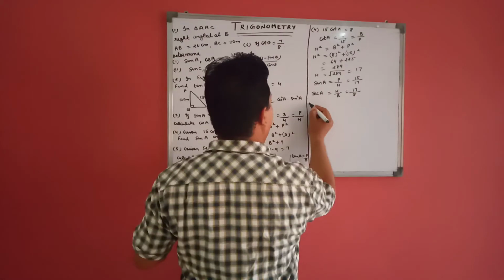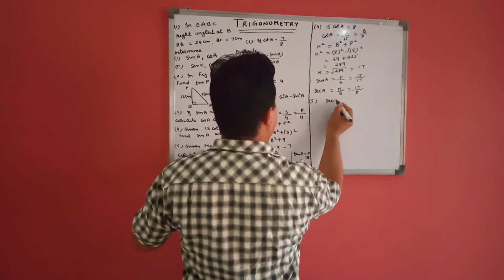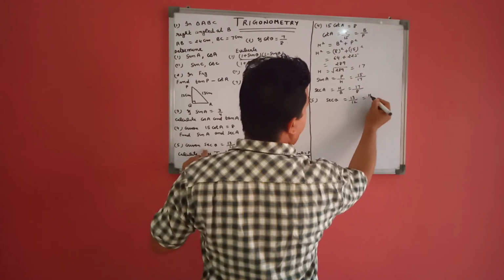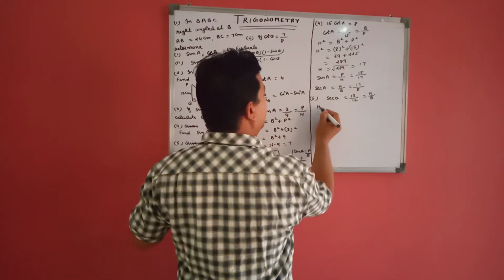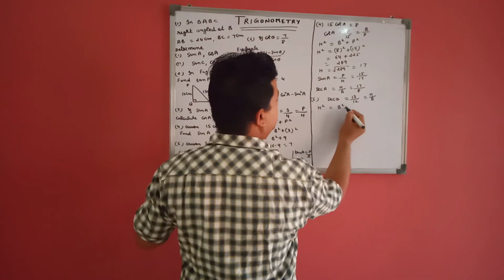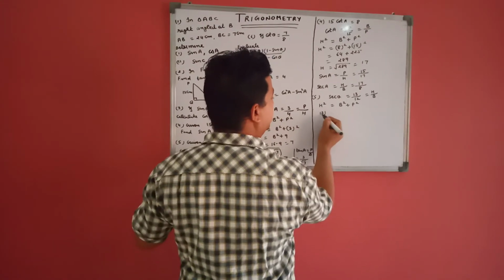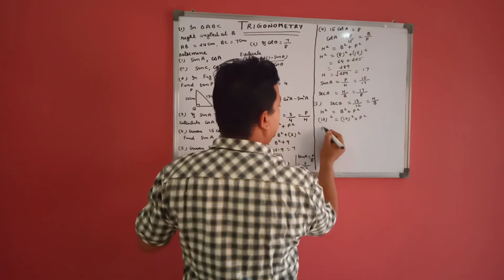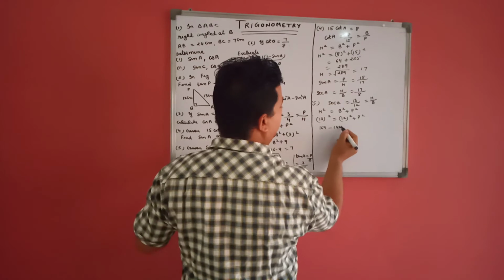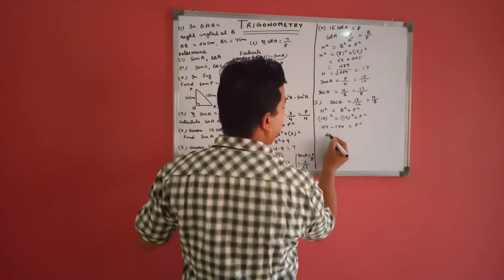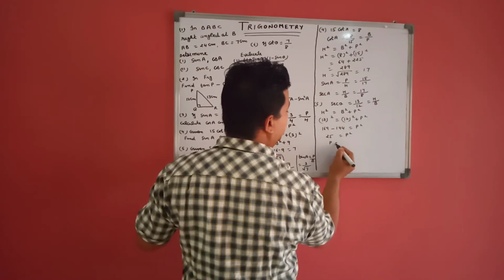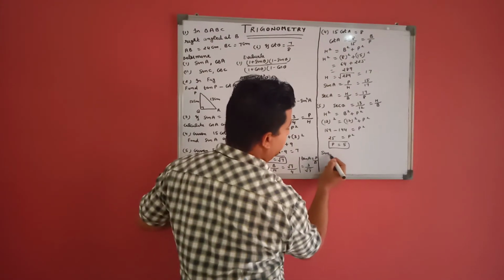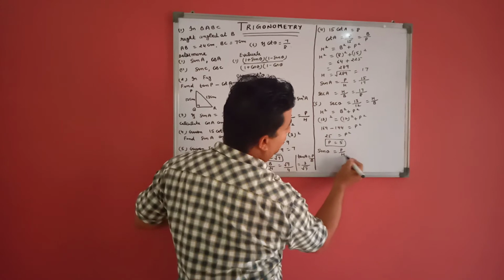In question number 5, the statement is secant theta is 13 by 12. As we know, secant is h upon b. According to Pythagoras, h square is equal to b square plus p square. 13 square equals 12 square plus p square. 169 minus 144 equals p square. Then 25 equals p square. P is 5.